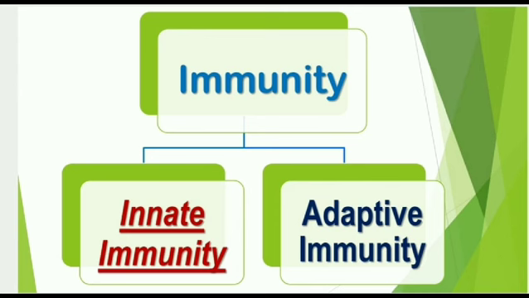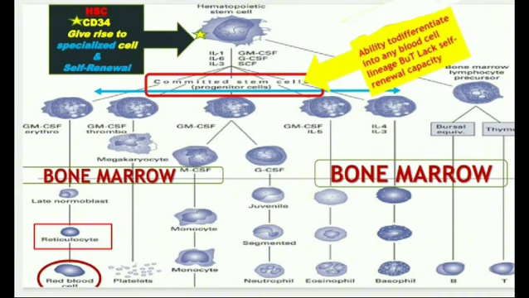Immunity can be classified into two types: innate immunity, which is present by birth, and adaptive immunity, which is developed within an individual with the passage of time. Before we dive into the complexity of immune function of the body, let's briefly review the production and classification of white blood cells, also known as leukocytes.